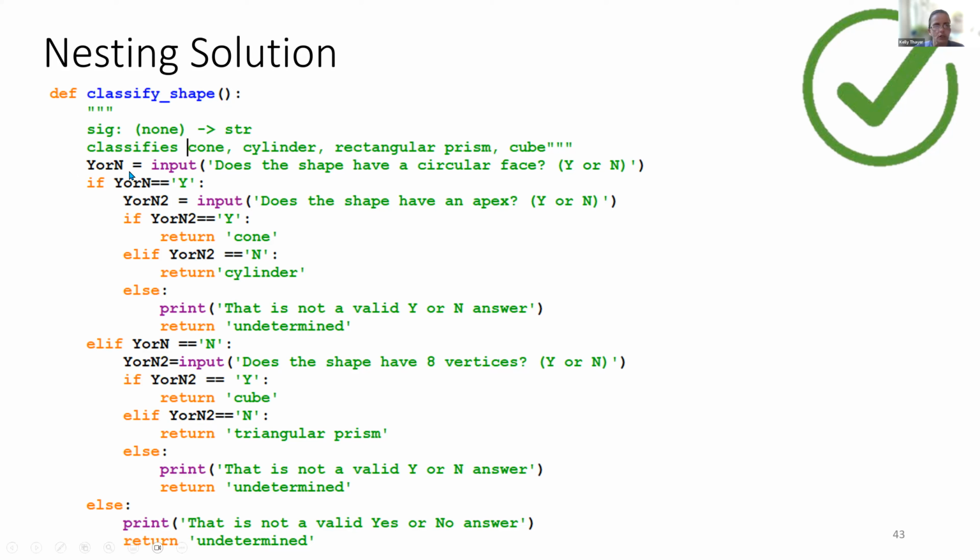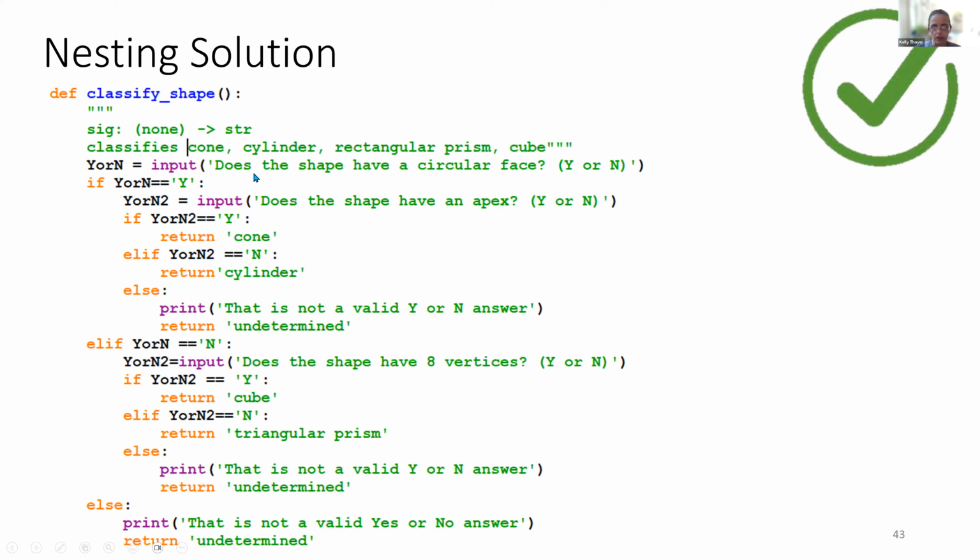So I'm going to choose to call my variable y or n for yes or no to get the idea that we're going to get a binary answer. Either the user is going to type y or n. So here we're going to say y or n equals input, does the shape have a circular face, y or n? So this is going to be reminiscent of this question right here. And we see that this is the outer if statement. So that's the first thing we need to ask.